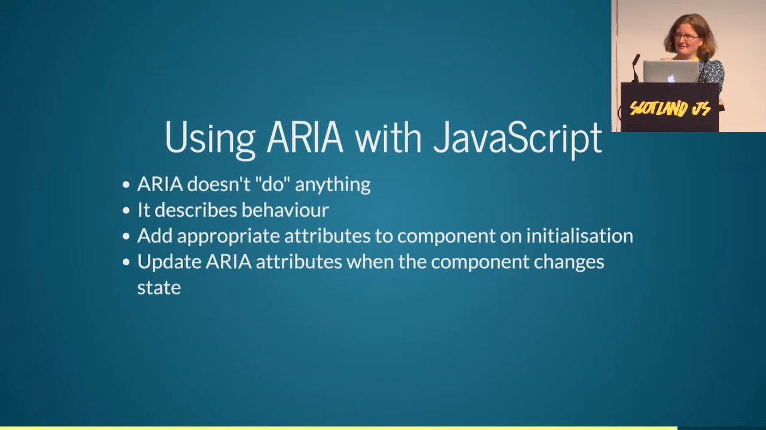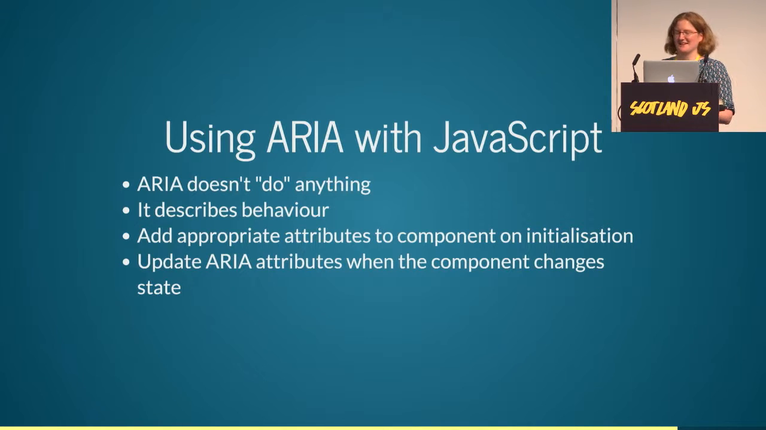So, general things to remember when you're using ARIA with JavaScript. ARIA doesn't do anything in itself. It just describes behavior, so you still have to implement all the functionality and just use ARIA to tell the accessibility API what your element does. It's good to add appropriate attributes on initialization of the JavaScript rather than in the HTML.